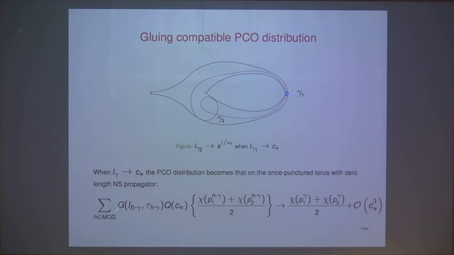Using this fact, we can show that when I take the limit where L gamma goes to the boundary of the string vertex, which is the limit L gamma going to c star, the PCO distribution matches with the PCO distribution on a once-punctured torus with a propagator having 0 length. And the correction is of the order c star Q. So this PCO distribution is a consistent PCO distribution that's manifestly invariant under MCG transformation and is gluing compatible.